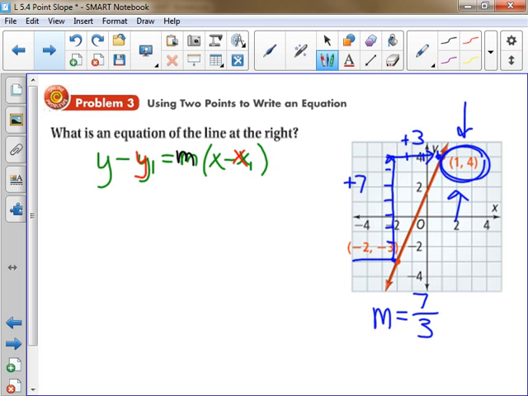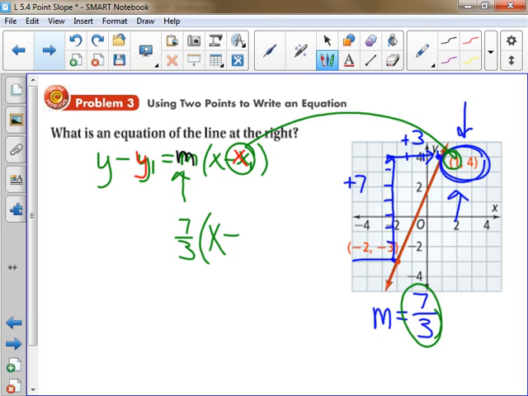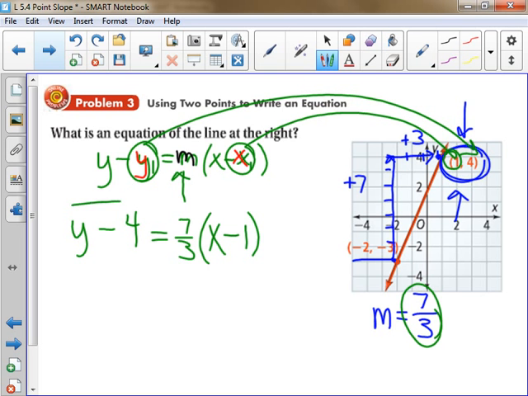So all I do is put the slope, 7/3, in place of the slope, m. And that's multiplied by x minus whatever the x-coordinate is. That's 1. And that's equal to y minus whatever the y-coordinate is. That's 4. And I'm done. The equation for the line shown in the graph is y minus 4 equals 7/3 times the quantity x minus 1.